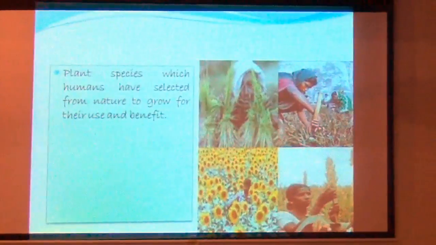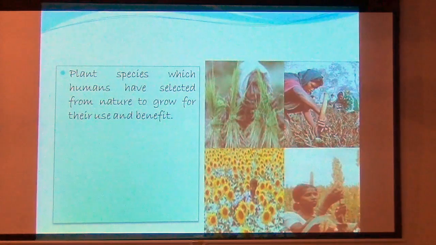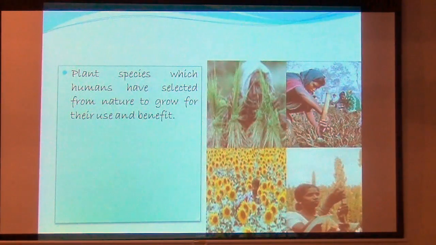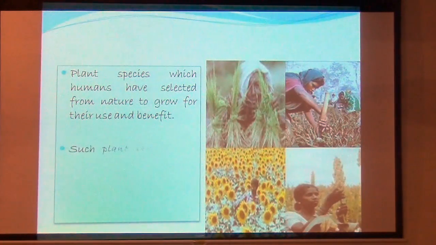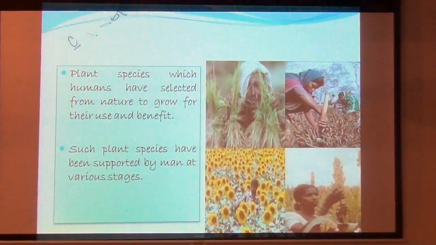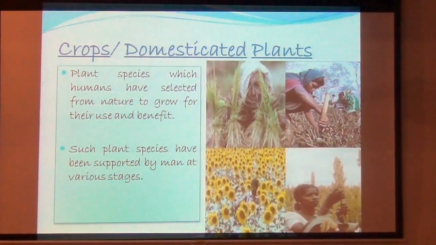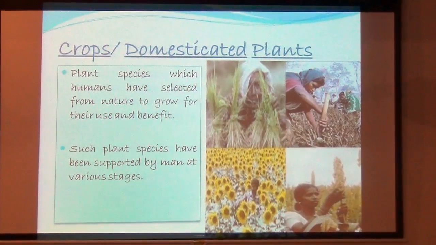And why should we select them? The basic reason is that we want a benefit from such plant species. The basic reason is that we want to draw some purpose from such plant species. We have selected them from nature, and such plant species are supported by mankind at various stages of development. So dear learners, those plant species which humans have selected from nature and which humans grow for their own use and benefit, we call them crops, or domesticated plant species. These plant species are supported by mankind at various stages of their development.